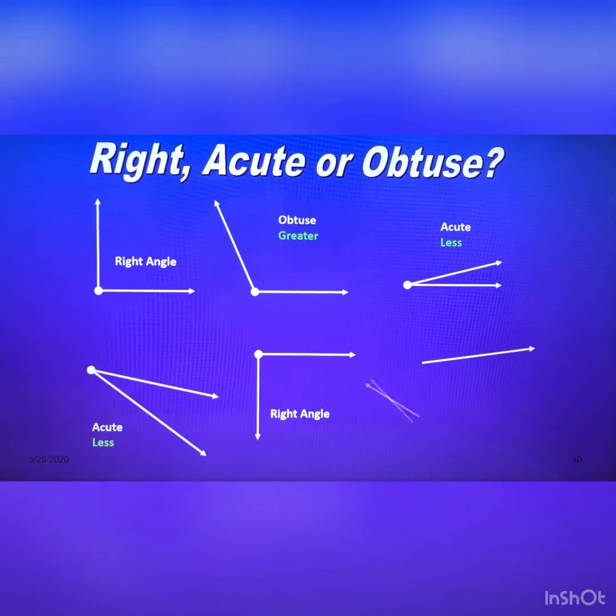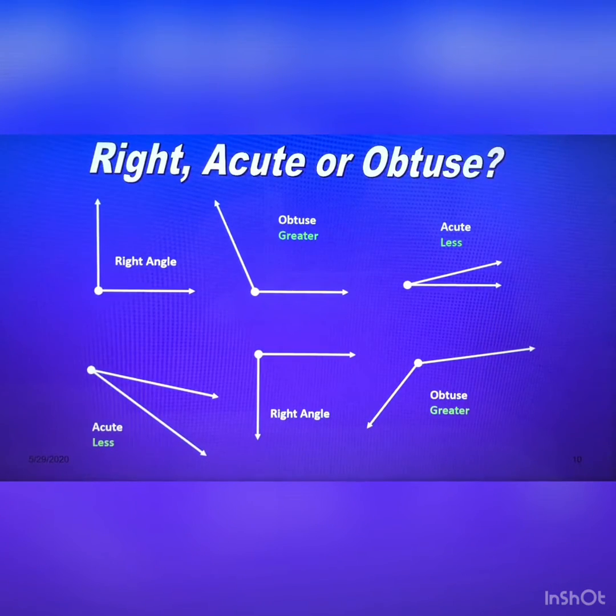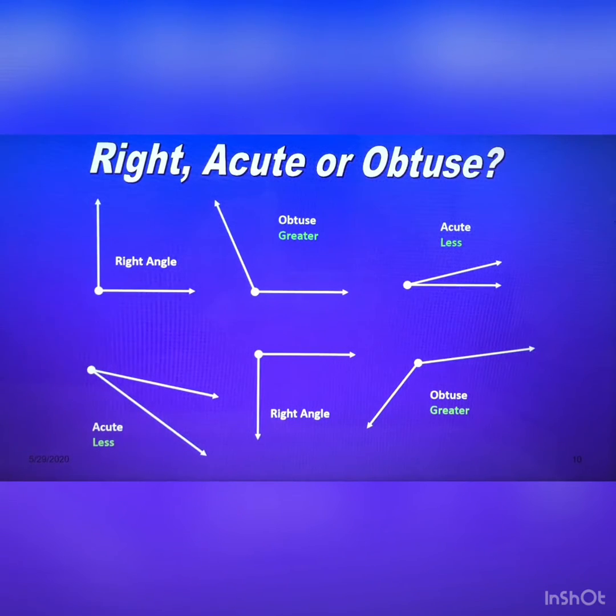And about this angle, 100% you are correct, this is a right angle. The measurement of this angle is 90 degrees. And about this angle, yes, of course, your answer is once again correct. This is an obtuse angle, and the measurement of this angle is greater than a right angle, that is, more than 90 degrees. So this is once again an obtuse angle.